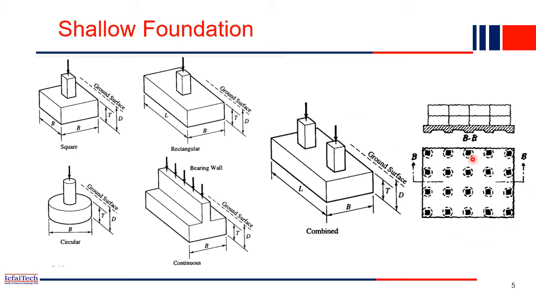So that's what we are doing in a raft foundation. We are increasing the area, the transfer area. Load P is constant, how much structural load is coming, that is constant, but the area of load transfer we are increasing. Because of that, stress on the soil will now reduce. That is our main objective, because the bearing pressure of the soil may be low. So in that case, you can go with raft foundation.